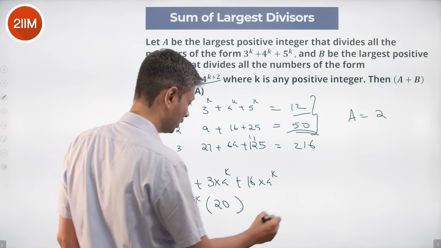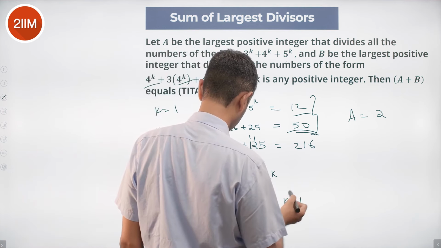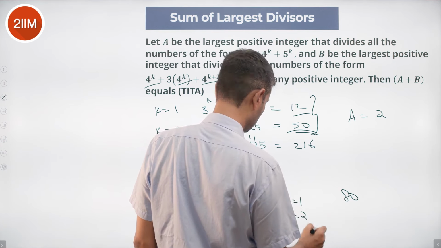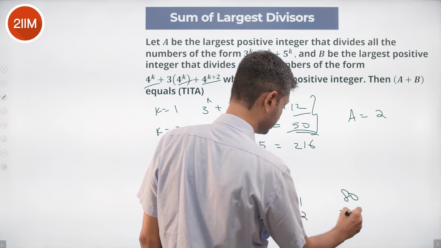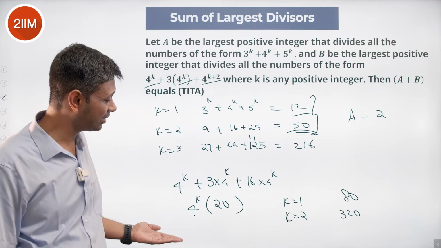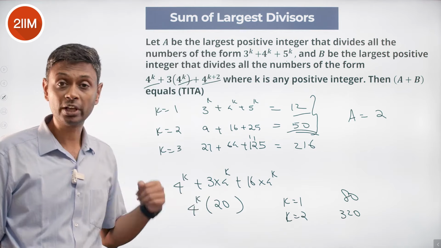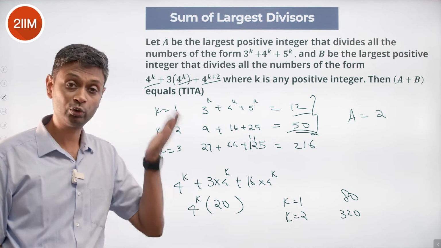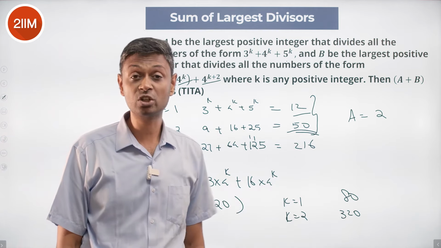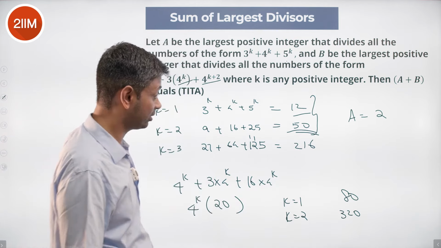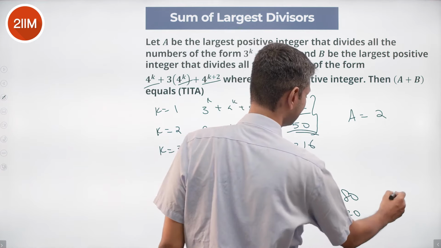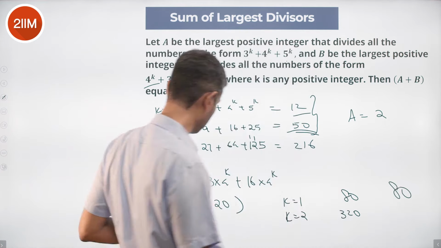If you put k as 1, this number is 80. k is 2, this is 320. For k as 3, it will be 320 into 4. k is 4, it will be 320 into 4 into 4. So always it's a multiple of 80. The largest positive integer that divides this for any k is 80. This number is always a multiple of 80.